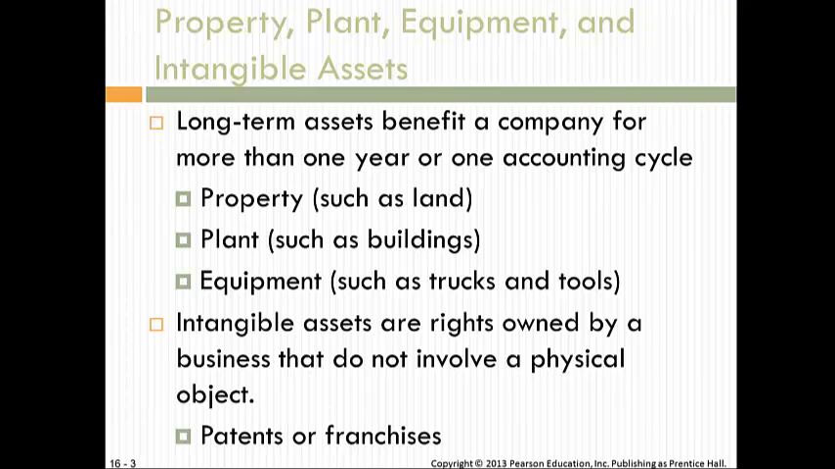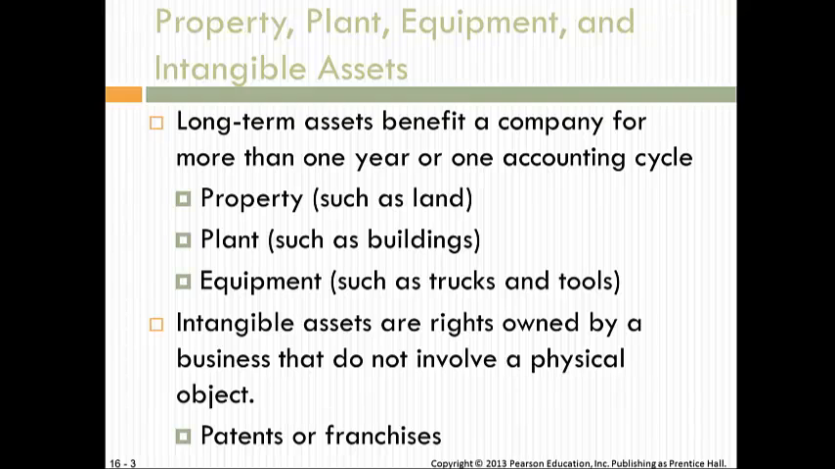Now we're going to look at assets that take more than 1 year to be used up, called long-term assets. There's two main categories. One category is called property, plant, and equipment. This is a category on the balance sheet listed under long-term assets. It includes assets such as land, buildings, and trucks.